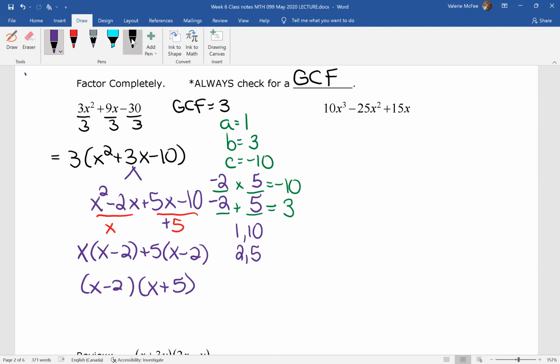But you need to be careful. All along, you can't forget about that greatest common factor. Notice that 3 doesn't need to be in the brackets. It's not a binomial, so we're good there. Pause your video, factor the next one.